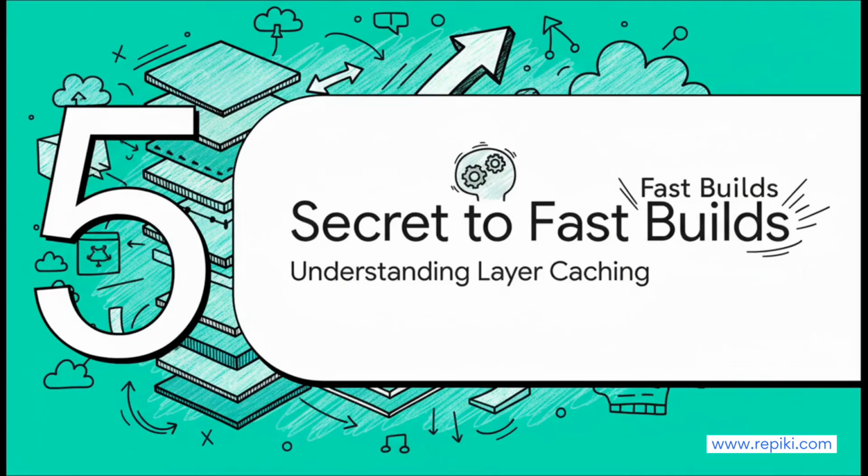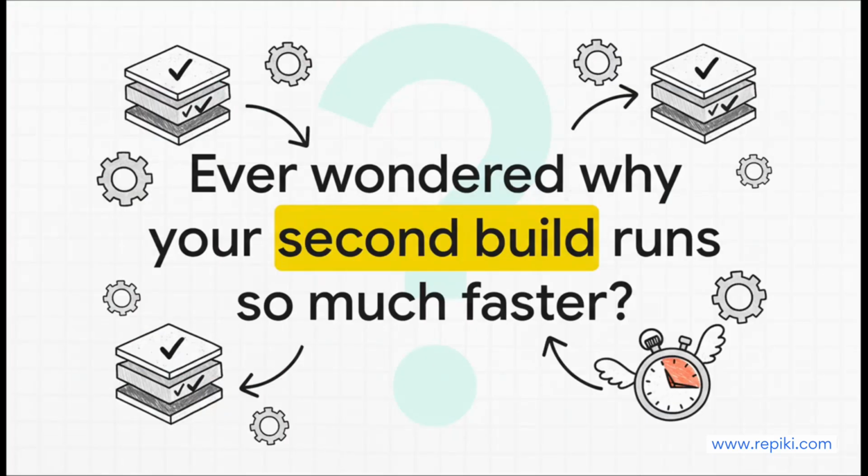Okay, now for what is, in my opinion, the most important concept for becoming a true Docker pro. We're going to talk about the secret to lightning-fast builds, understanding Docker's layer cache. This is going to save you so much time. I mean, have you ever noticed this? You run a build, it takes a couple of minutes, you change one tiny file, run it again, and it's done in like 2 seconds flat. Ever wondered why that happens?